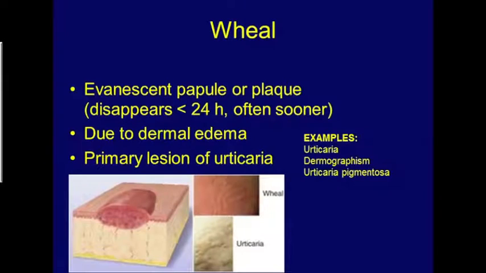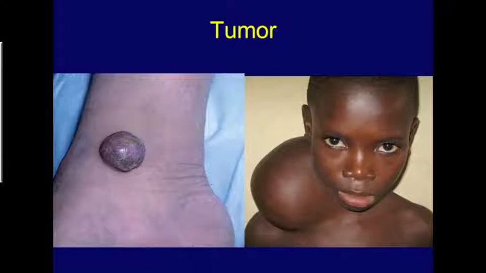But here you have, sorry, let me see if I can go back. Okay. Here on the left-hand side would be a tumor, so maybe a hemangioma of some sort, and then obviously this is an example of a Burkitt's lymphoma in an African. It would be like a large mass.